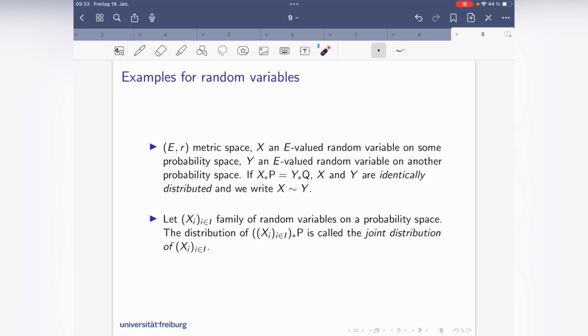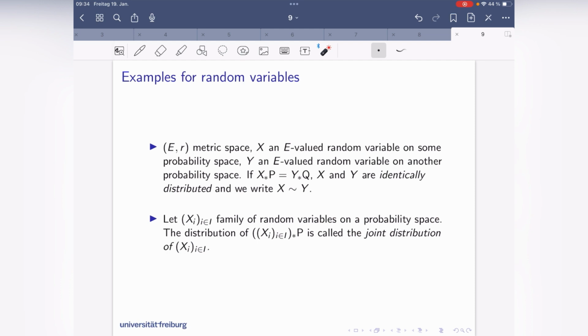It's important to see that P and Q don't have to be the same. So you have two probability spaces, and X and Y have to take their values in the same space. That's clear. And on this space, you can have a distribution, a measure, which is the distribution of X, which equals the distribution of Y. And they're identically distributed if these two are the same.